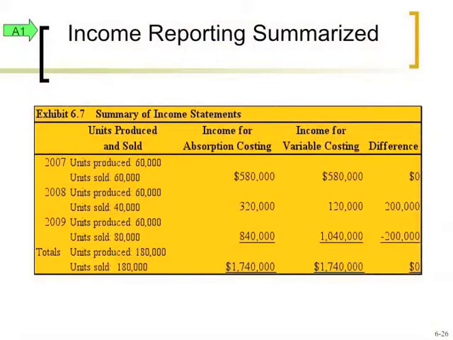And here you'll notice that in 2008 we had more units produced than units sold, and absorption costing gave us a higher net income than variable costing. And then, staying here in the summary, if you go to slides 23 through 25, that's where you'll see the situation where units sold are greater than units produced. And in this situation, variable costing gives us a higher net income than absorption costing.